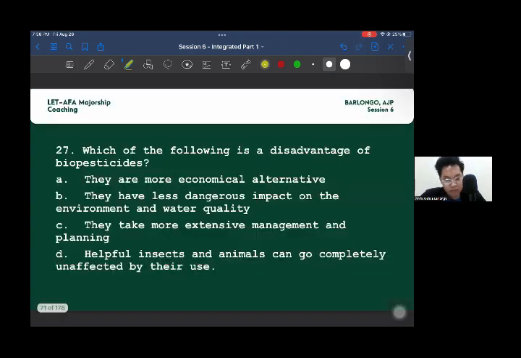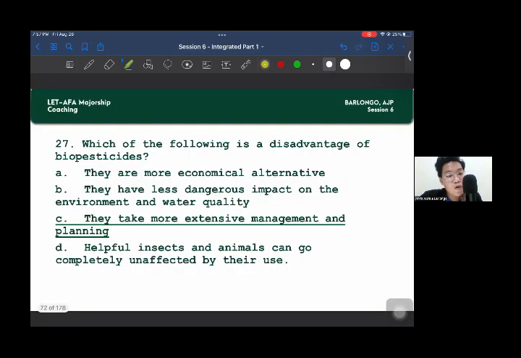Next, which of the following is a disadvantage of biopesticides? So A, they are more economical alternative. B, they have less dangerous impact on the environment and water quality. C, they take more extensive management and planning. D, helpful insects and animals can go completely unaffected by their use. So, again, they're asking about the disadvantage of biopesticides. So the answer for this one is letter C, which is they take more extensive management and planning.